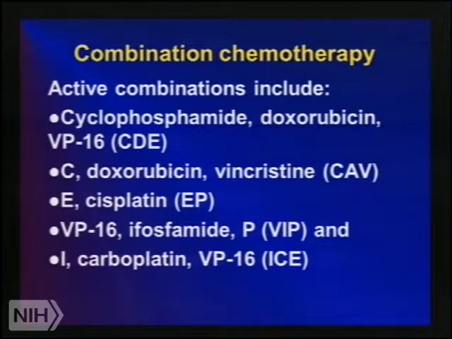So if you gave cyclophosphamide, this is an alkylating agent. Doxorubicin is antimitotic. And VP16 is a topoisomerase inhibitor. So these 3 different drugs work by different mechanisms. You combine them in the patient. The clinicians abbreviate this combination CDE for cyclophosphamide, doxorubicin, and VP16. You see other combinations are doxorubicin and vincristine, etoposide and cisplatin, VP16, ifosfamide, and Taxol, and ifosfamide, carboplatin, and VP16.